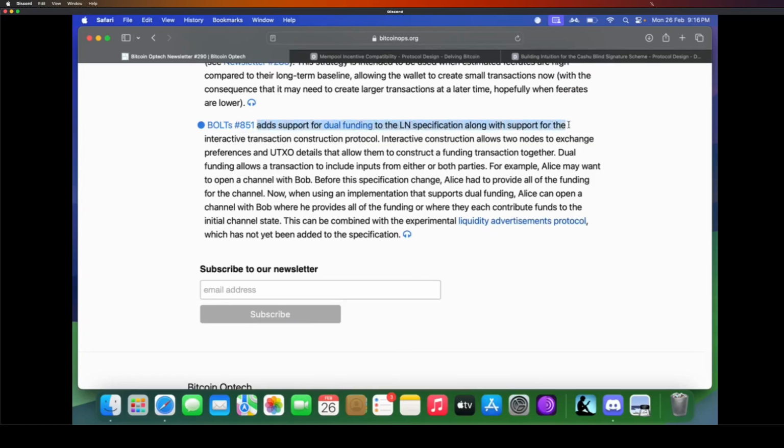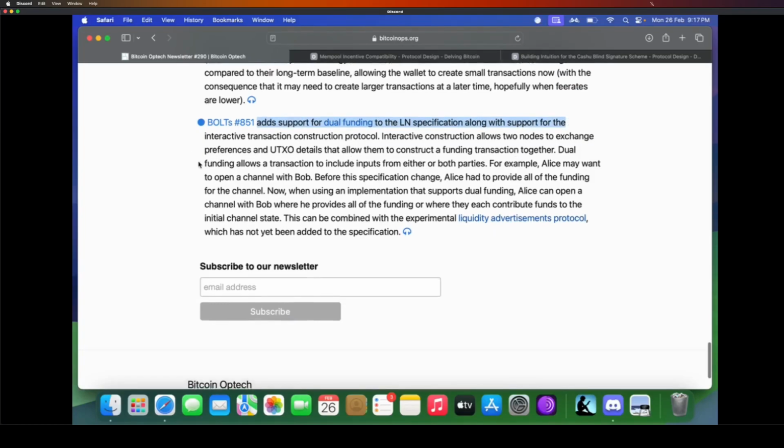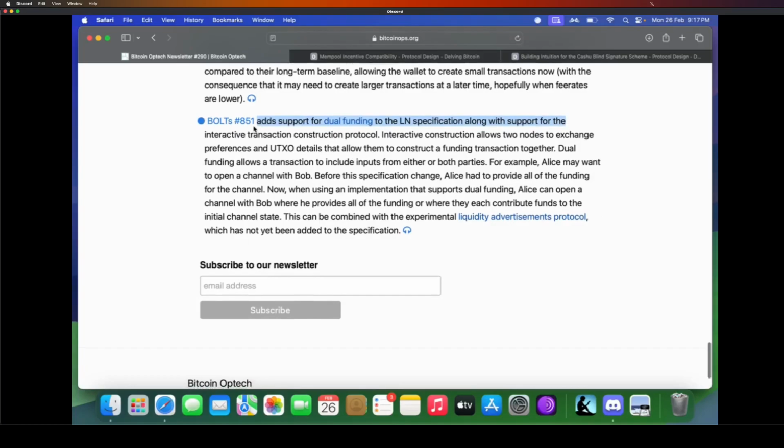Another upgrade is dual funding. We've talked about dual funding at length. BOLTs 851, this PR adds support for dual funding to the Lightning specification. All right, so dual funding support has been added. I think we have to read about this as well.